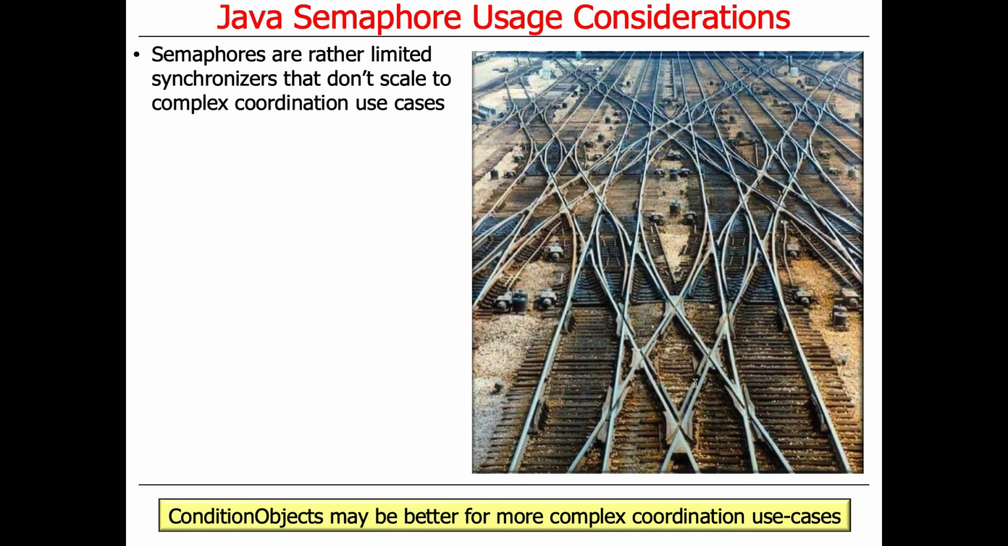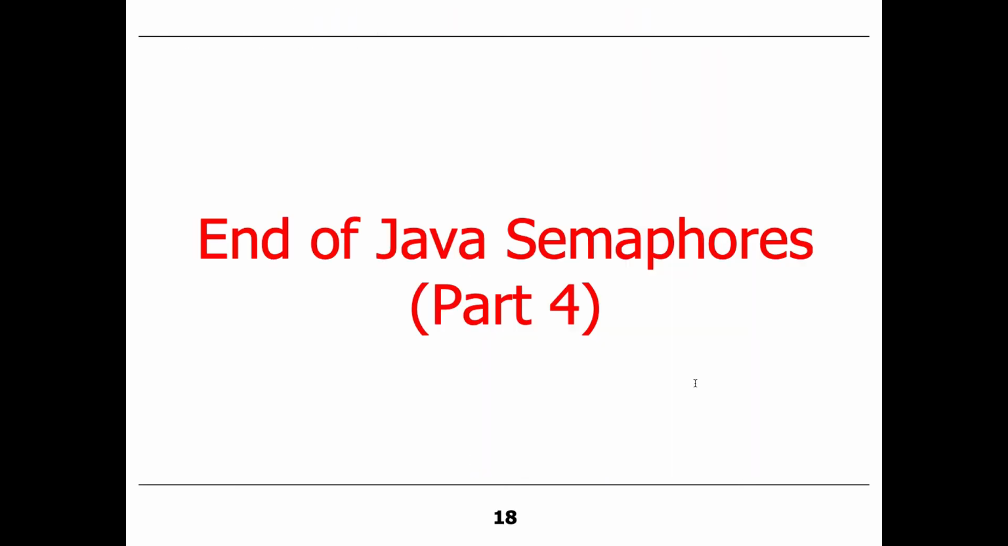And in particular, condition objects, which we'll talk about later, are a better choice for most complex coordination use cases. That's because condition objects let you wait for arbitrarily complex conditions, hence the name condition object, that you can control. You write those conditional expressions in loops typically. And as a result, they're much more powerful, whereas a semaphore is like increment, decrement. That's about all you can do with it. So we'll talk about those things a bit later. Okay, so that's the end of the Java semaphore discussion.